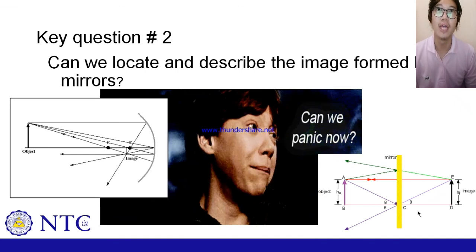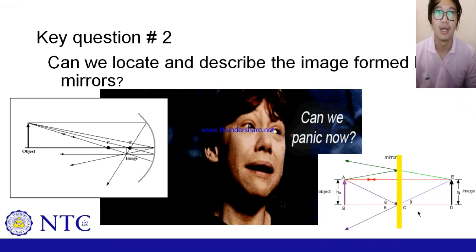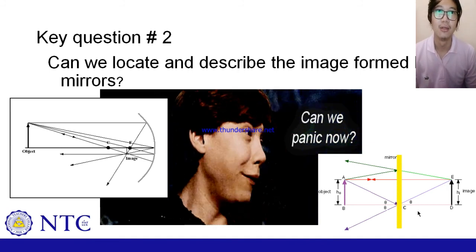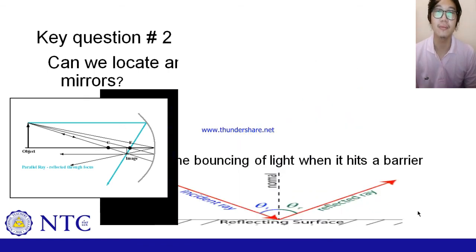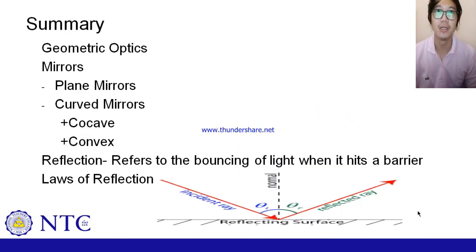Last question. Can we locate and describe the image formed by mirrors? Yes, we can, definitely. We will discuss that on the next lesson. It is pure calculations. To wrap up, to summarize our discussion, we learned geometric optics about studying mirrors and lenses. We have two types of mirrors, plane and curved mirrors. We have also two types of curved mirrors, concave and convex. And we have reflection refers to the bouncing of light ray on a barrier. And remember your laws of reflection and the diagram.